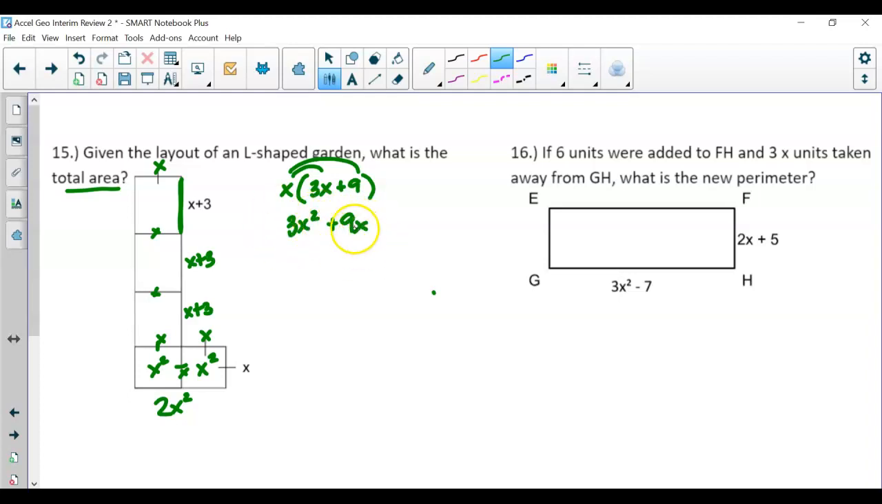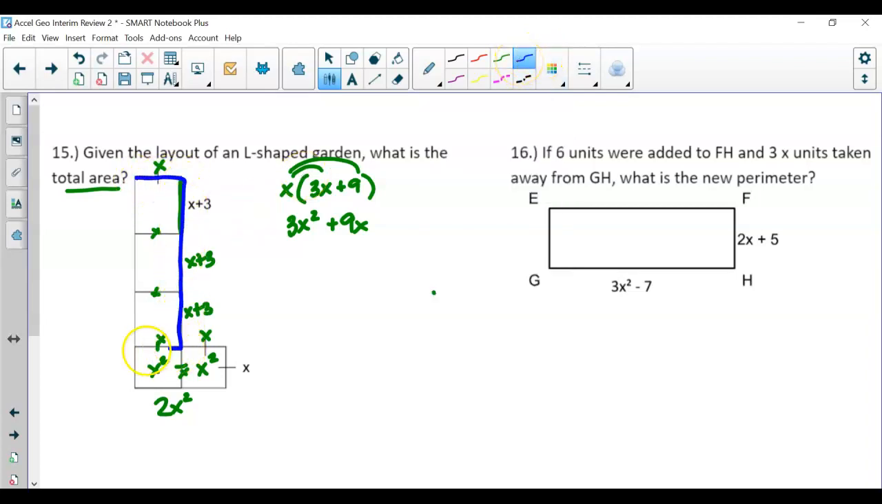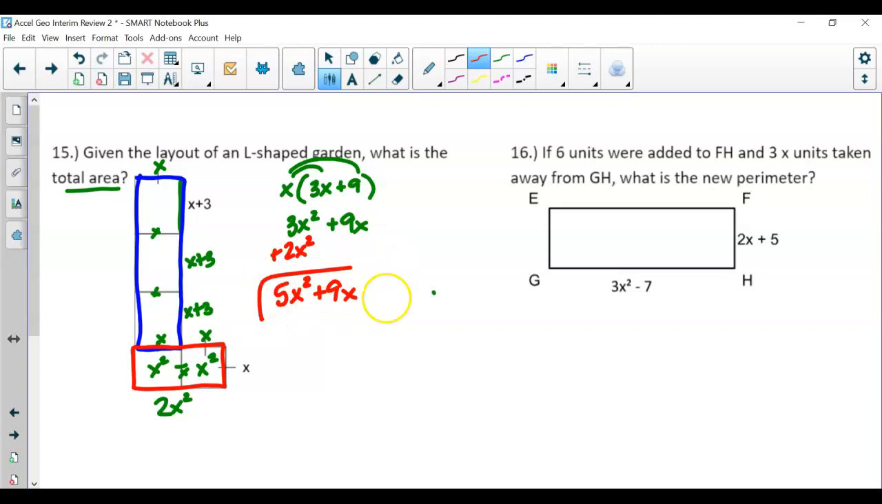But is this our final answer? No, because remember, this is just the area of these three boxes, right? So here we still need to add to this the 2 on the bottom. So adding the 2x squared that we got on the bottom, that's why it's 5x squared plus 9x. That is the area.